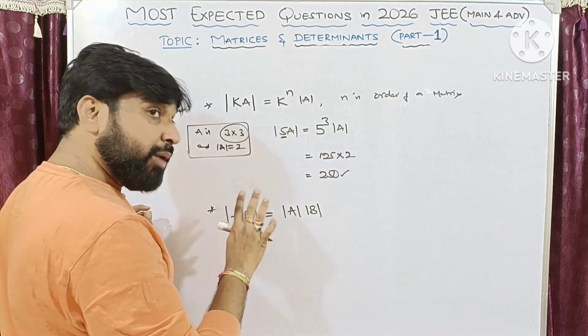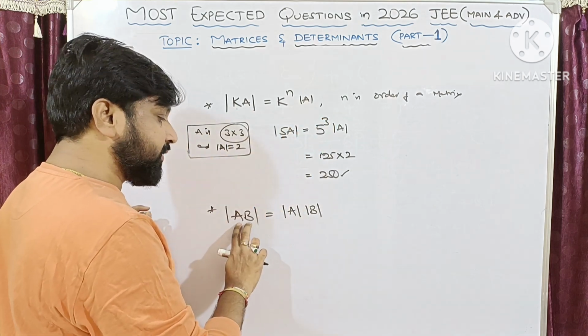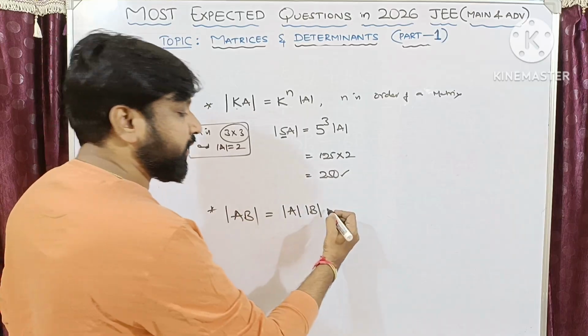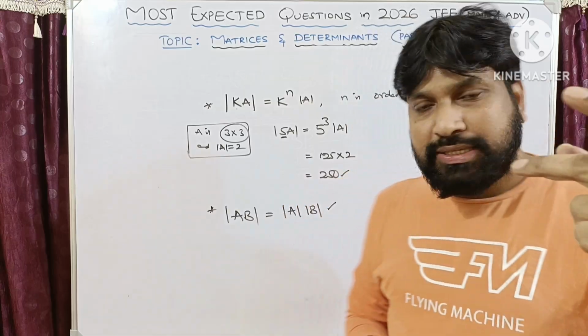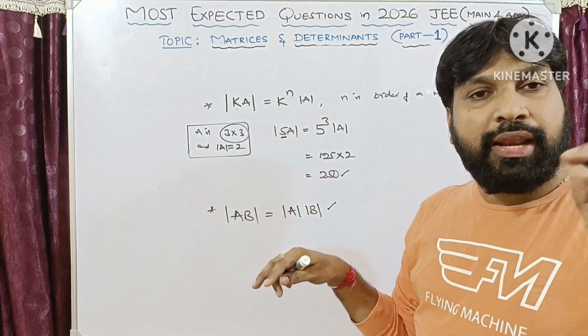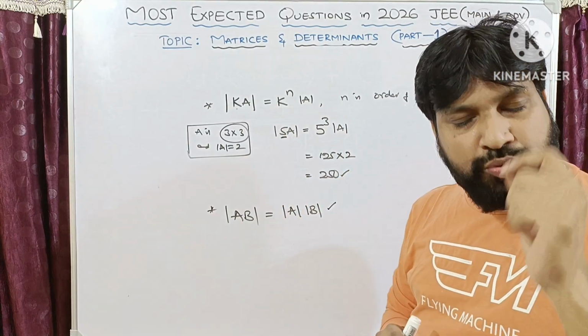Here A and B both are matrices. So whenever both are matrices, at that time you are going to write individual determinants. That is the formula, friends. Along with the previous concept, if you understand these two concepts, then the next level of JEE questions also you can solve very easily.